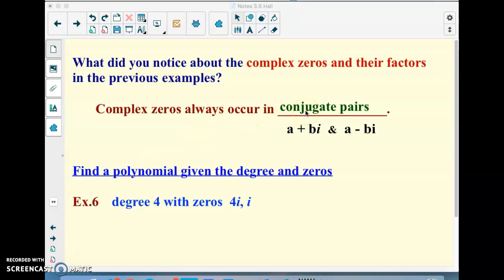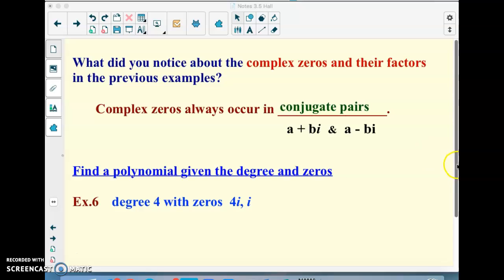So complex zeros always occur in conjugate pairs. If you got 2i, you'd have negative 2i. If you have i, you'd have negative i. If you have negative 5i, you'd have positive 5i. And the reason for that is because of the plus or minus when you're solving an equation for the zeros. So in this case, complex zeros always occur in conjugate pairs. So if you have a plus bi, whether I give it to you or not, a minus bi would always exist.